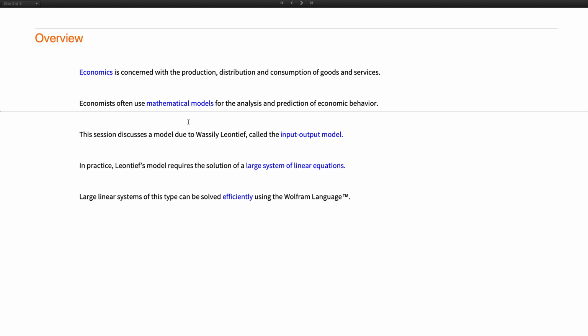In this session, we'll talk about a model due to Leontief, for which he actually won the Nobel Prize, and this model is called the input-output model. The reason why that's interesting for us is that in practice, this model requires the solution of a large system of linear equations. That was a technical barrier for him at that time, but today, large linear systems of this type can be solved very efficiently using the Wolfram language.